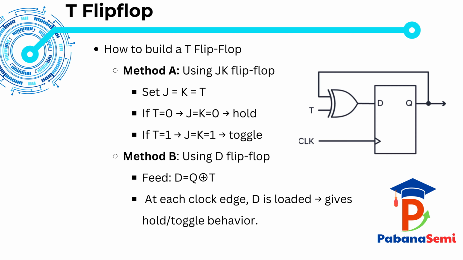Method B is using a D flip-flop. Here, we feed the D input with Q XOR T. At every clock edge, the value at D is loaded into Q. If T is 0, D equals Q, so no change. If T is 1, D equals Q bar, so the output toggles. So both methods give the same hold and toggle behavior. But using a D flip-flop with XOR feedback is very common in practical designs.